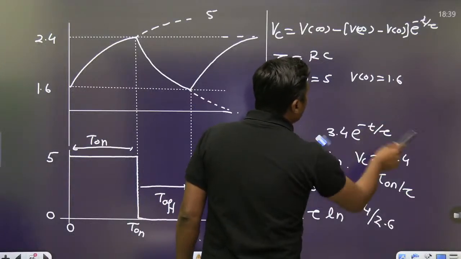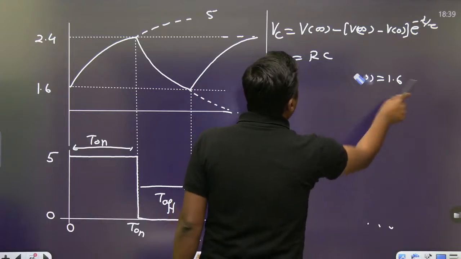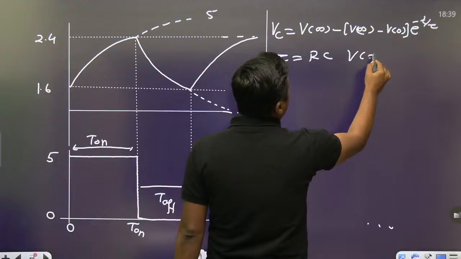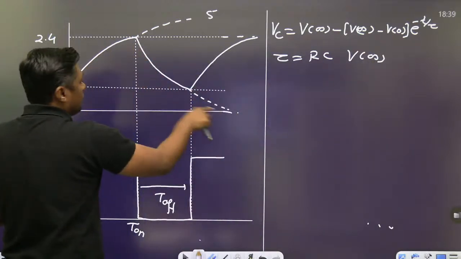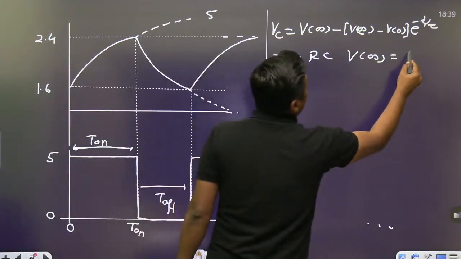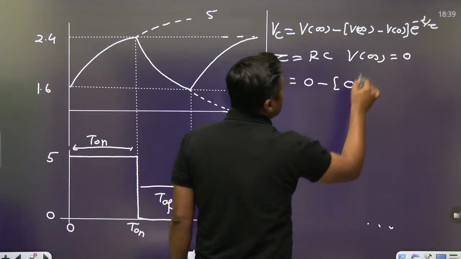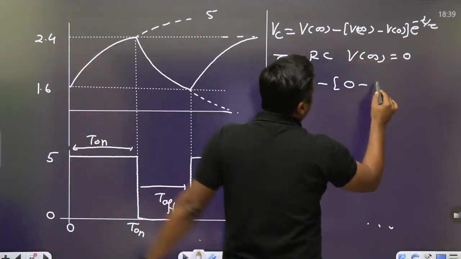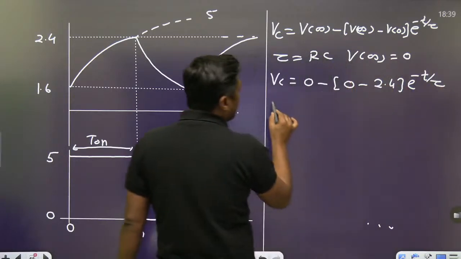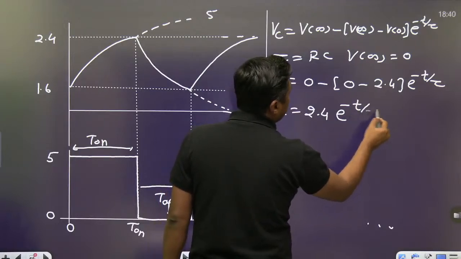We are going to use the same equation, but the final value will change. What is the final value this time? During T off, it will discharge towards 0. What is the supply here? 0. Now VC will become 0 minus the initial value, that is 2.4 volt, times e raised to power minus T by tau. So during discharging, the equation will become 2.4 e raised to power minus T by tau.